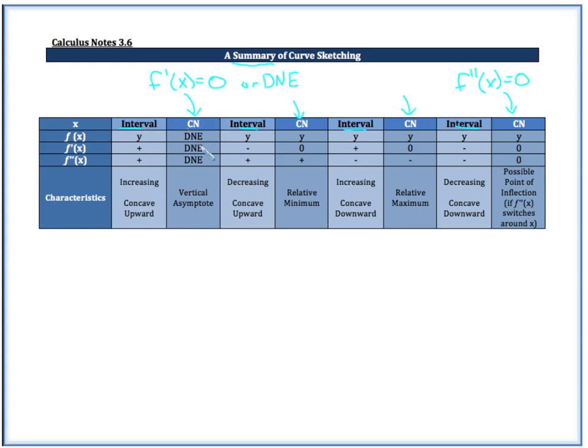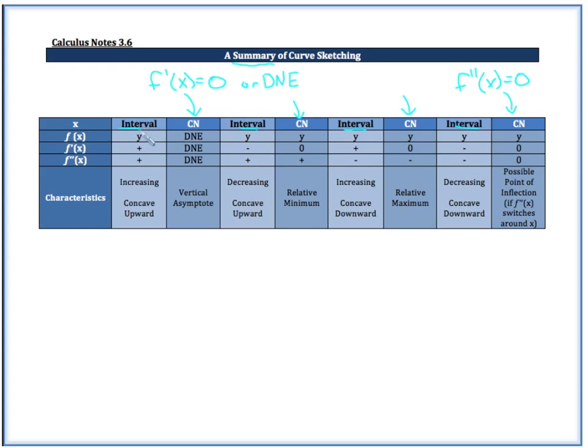So at a critical number, if the first derivative and the actual function don't exist, then we're going to say this is a vertical asymptote. At another critical number, we get a value for y, and the second derivative was positive. We're going to call that a relative minimum. At another critical number, we do get a value for y, and the first derivative was 0, but now the second derivative was negative. We call that a relative maximum.